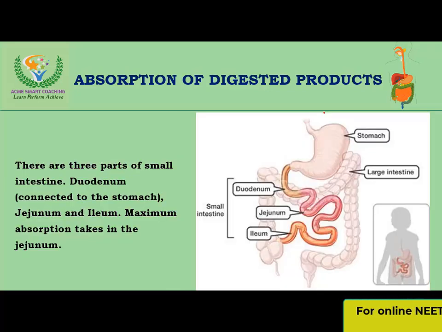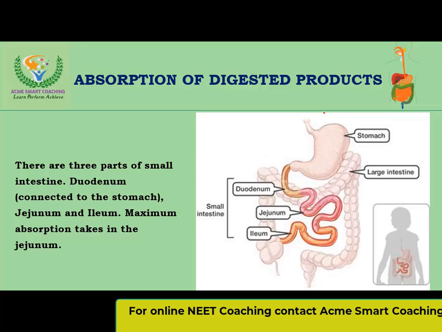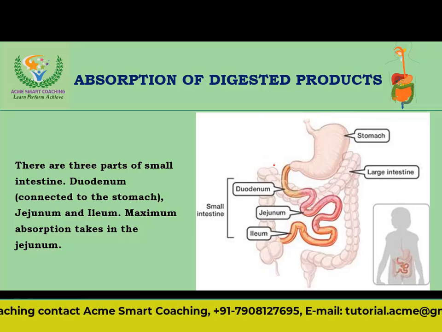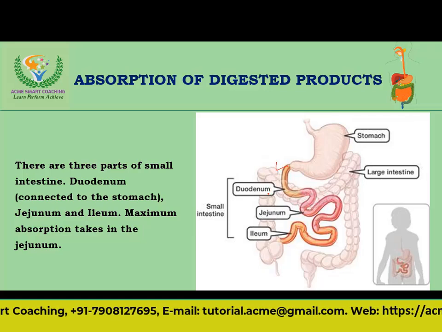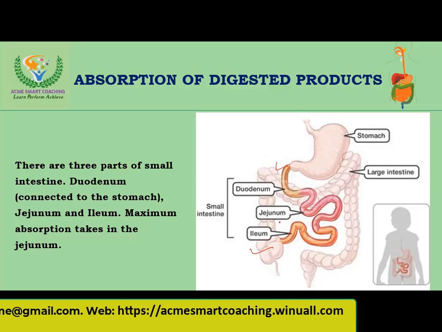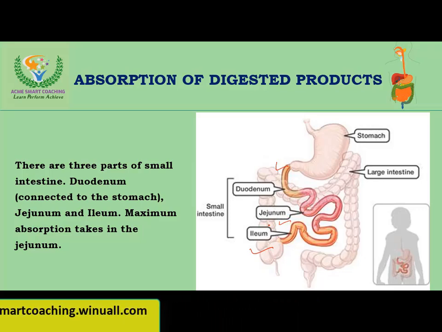When we observe the parts of the small intestine, there are three parts: duodenum, which is connected to the stomach, then jejunum, then the ileum. Jejunum is the part of the small intestine where maximum absorption takes place.